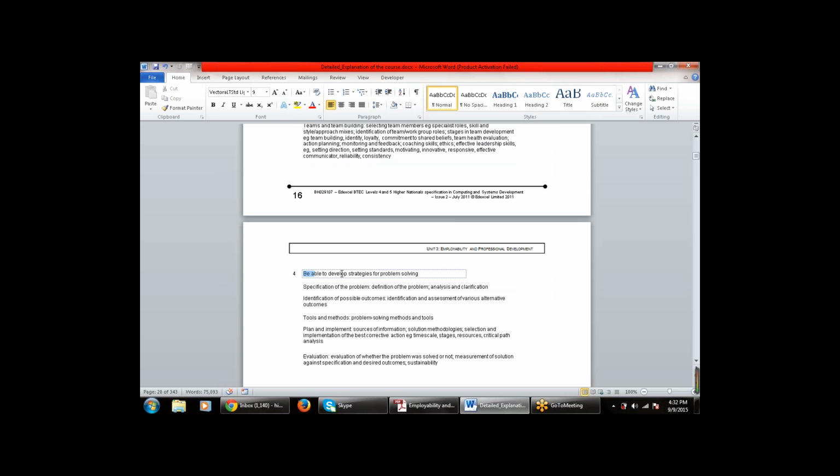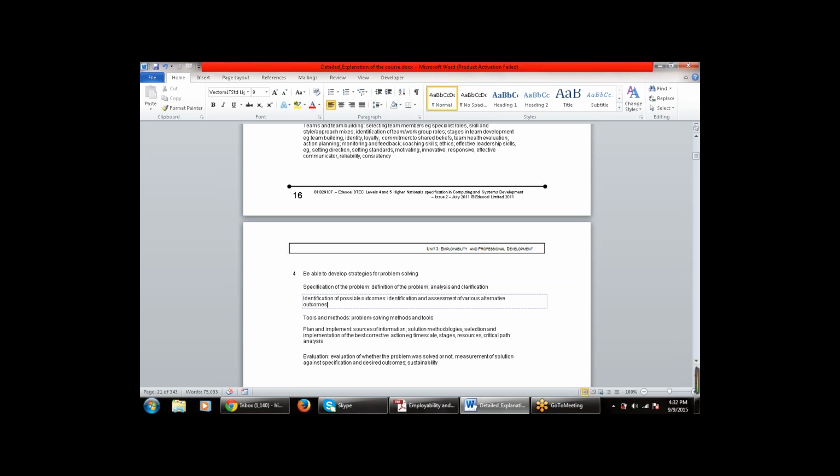Now the last outcome is to be able to develop strategies for problem solving, that is develop the strategies, develop the solution, develop the algorithm that is used for problem solving. First includes specification of the problem, that is what is the problem, the main crux from where the problem arises. That includes the definition of the problem, analysis and clarification.